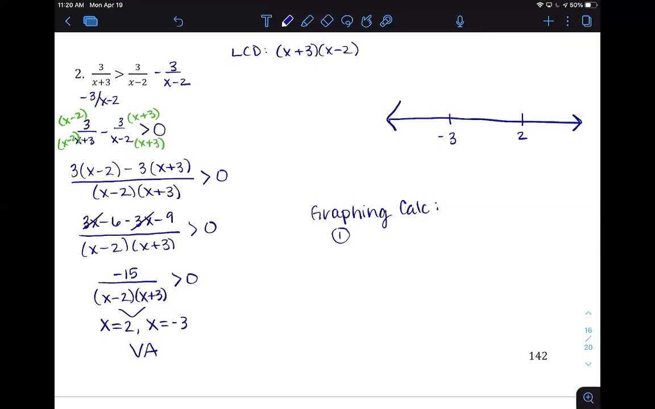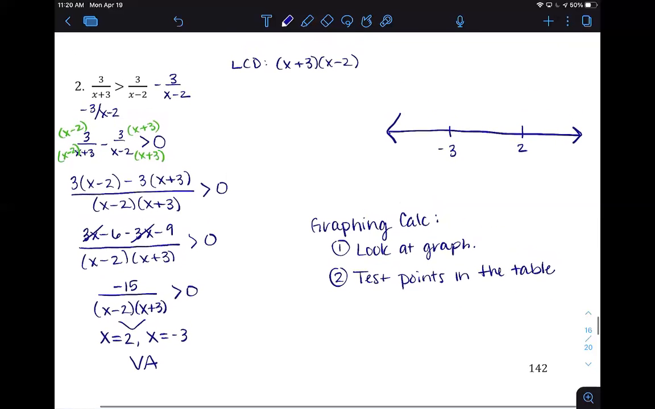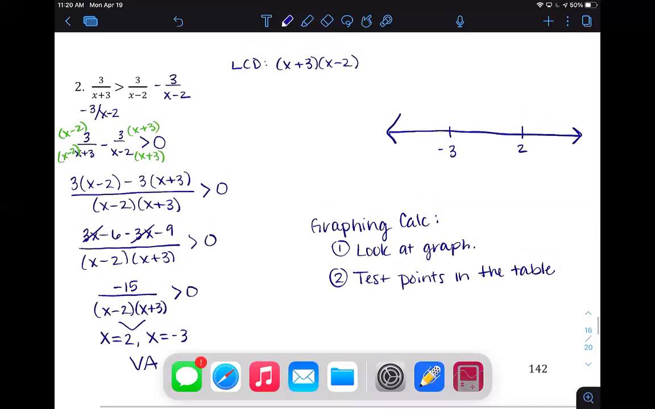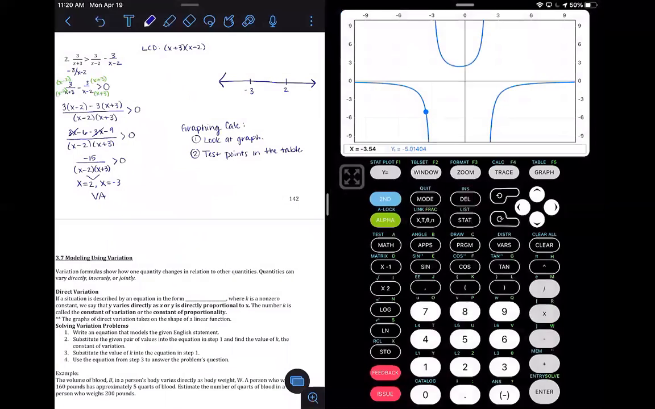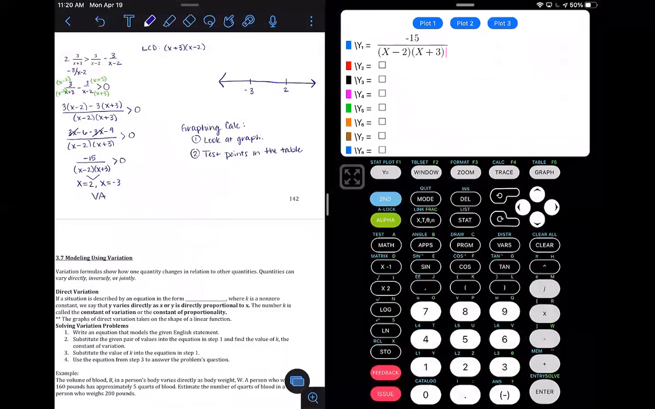First option would be just to look at the graph. Or you can do test points in the table. Okay. So we're going to look at both of those. If I can get this to load. There we go. All right. So y equals, type in that fraction.